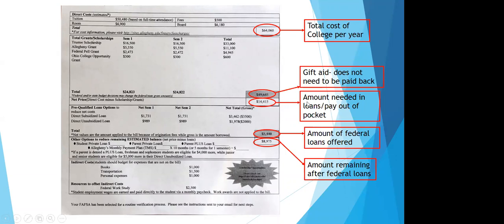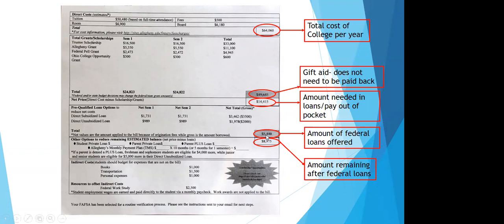That is the amount that is needed in loans, or you will have to pay out of pocket, which I know not too many people have that kind of money available for. So then we start to think about loans or other financing options. You can see here that this school has offered $5,440 in federal loans. Most students will get $5,500. This one actually takes the origination fees out, which is why it's a bit lower.